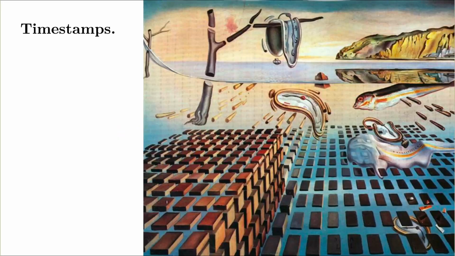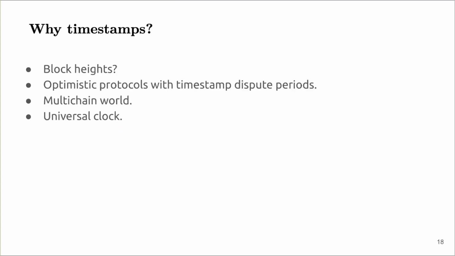Coming to the end of the presentation, I would like to talk a bit about timestamps. You may be asking at this point, why do we care so much about timestamps? Why don't we use block heights everywhere instead of timestamps? There are many deployed optimistic protocols that have some sort of dispute period that use timestamps. Why are we not using blocks there?